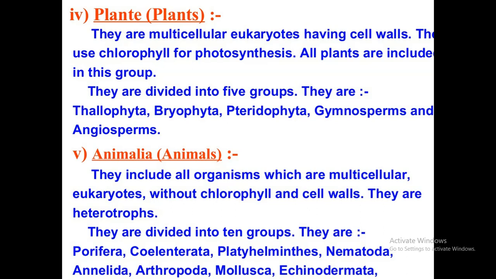So now the plants are again divided into five groups. What are these five groups? Thallophyta, Bryophyta, Pteridophyta, Gymnosperms, and the Angiosperms. The word sperms refers to the presence of seed. So in Bryophyta, Pteridophyta, Thallophyta, the seeds are absent, whereas in gymnosperms and angiosperms seed development starts. The seeds present in gymnosperms are naked, that is, without any seed coat. But in angiosperms, the seed coat is also present. So that's how we divide the plants into different groups.